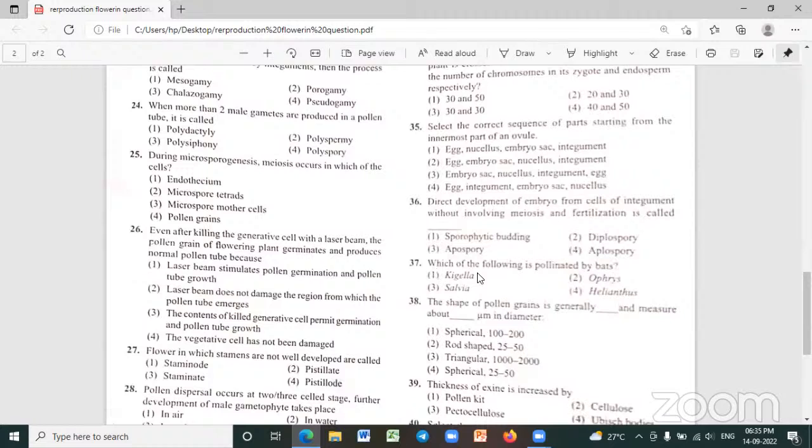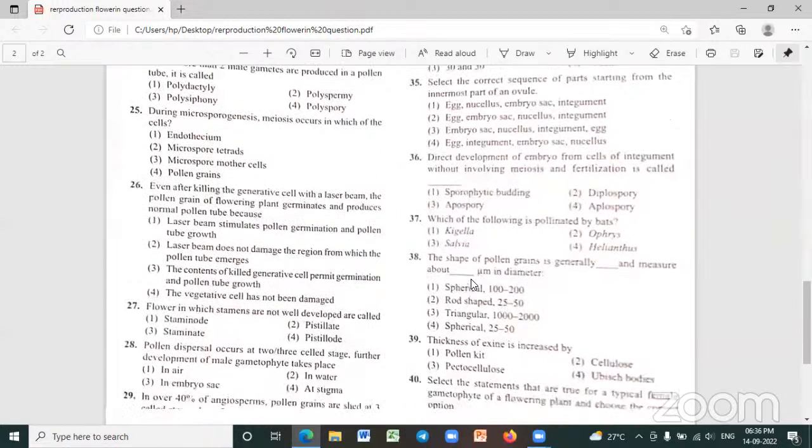And the 37th question: which one of the following is pollinated by bats? It is also a very complicated question. Pollination by bats is chiropterophily. So Kigelia is the correct answer. Salvia is pollinated by both bats and insects, and Helianthus is also insect-pollinated. You may get a doubt between these two only. Sometimes they may ask this question, but for bats, particularly Kigelia is the correct answer. So you have to pick up the correct one.